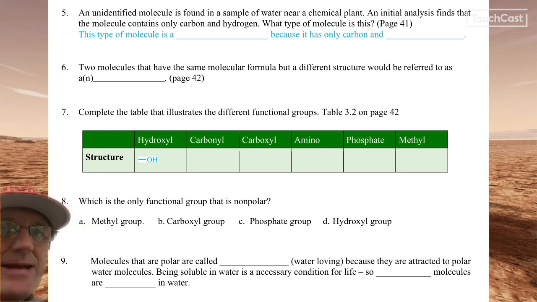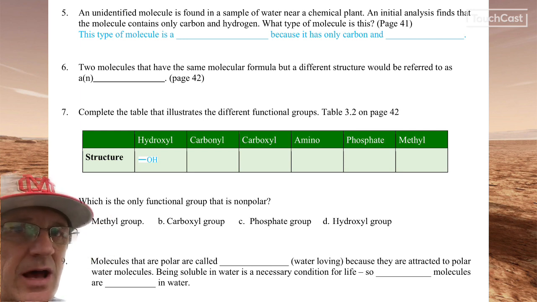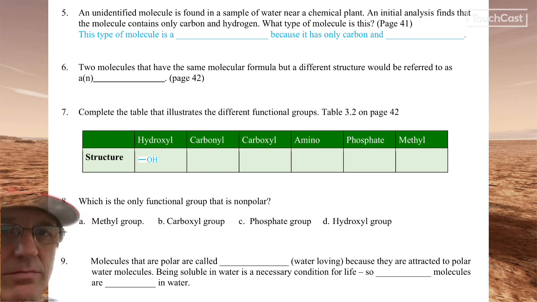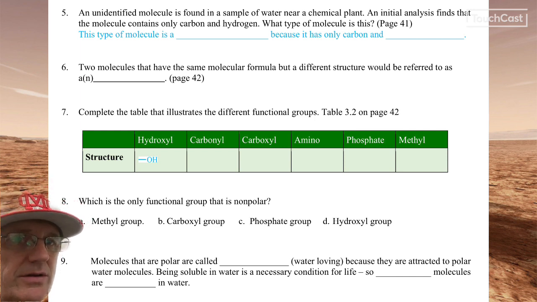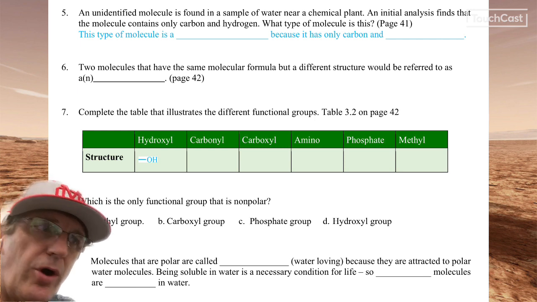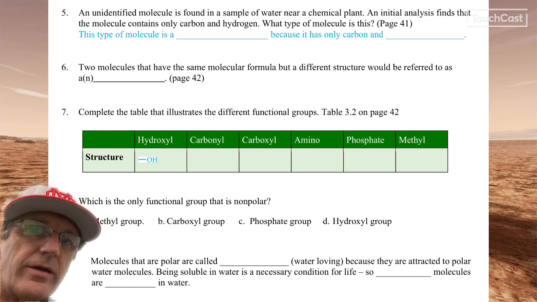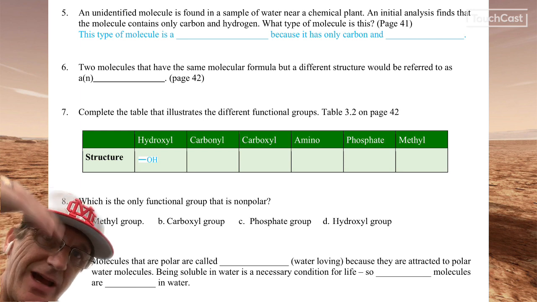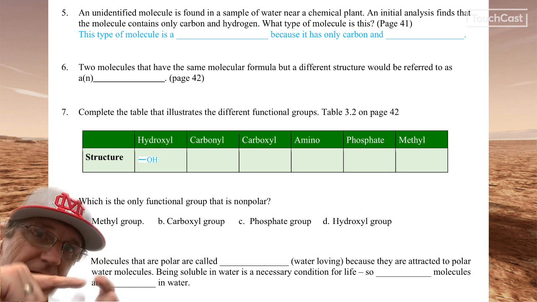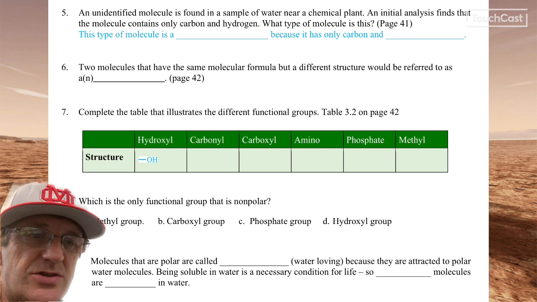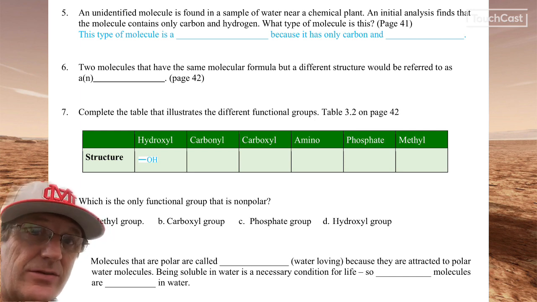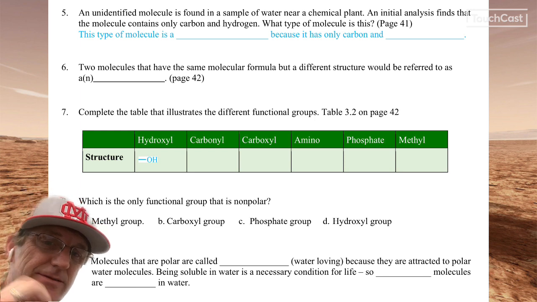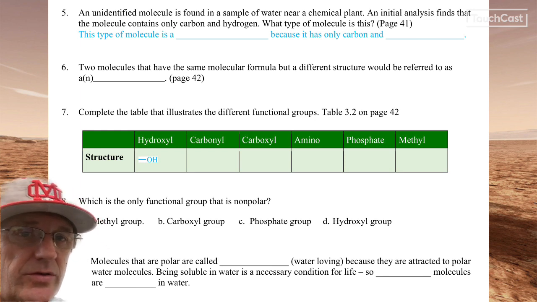And the answer for 8, the only functional group that is non-polar is a methyl group. Number 9, molecules that are polar are called, and if they're polar, they're going to be polar like water. Water has a positive side where hydrogen is and a negative side where oxygen is on a water molecule. Therefore, it's magnetized. It can stick to other opposing charges on neighboring water molecules.